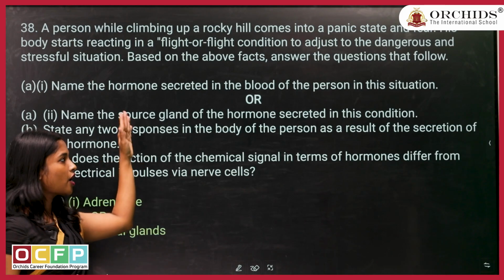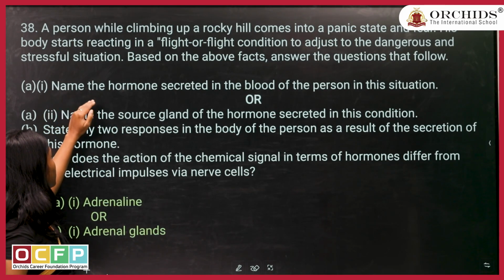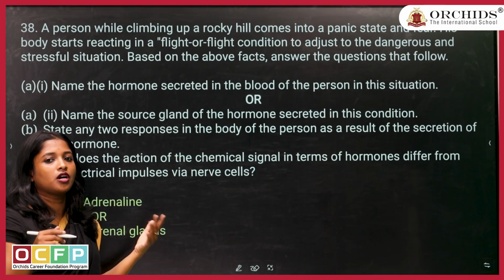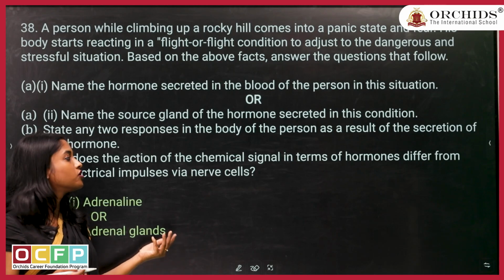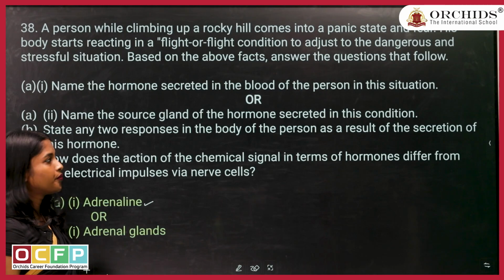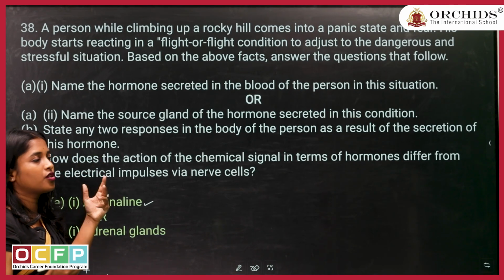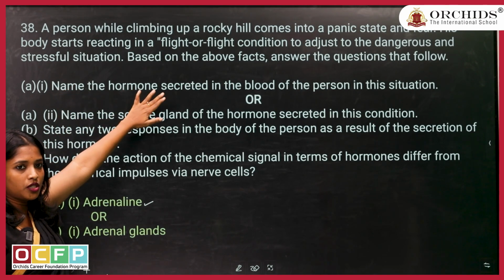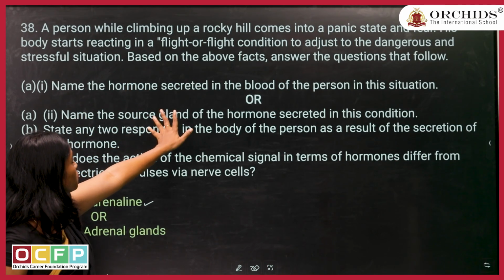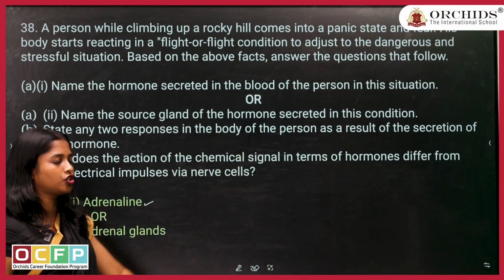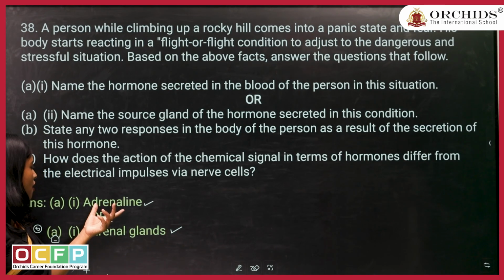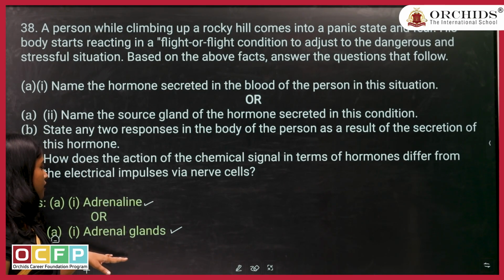For the first question you have an option. Let us see what that is. The first question: name the hormone secreted in the blood of the person in this situation. When you are in a fight or flight mode, which hormone is released? So adrenaline is the hormone, which we all know is released from the adrenal glands. The next question has an or option. Either you answer the first one or go for the second one. Name the source gland of the hormone secreted in the condition. Adrenaline is secreted from the adrenal glands. You just have to write either adrenaline or adrenal glands.